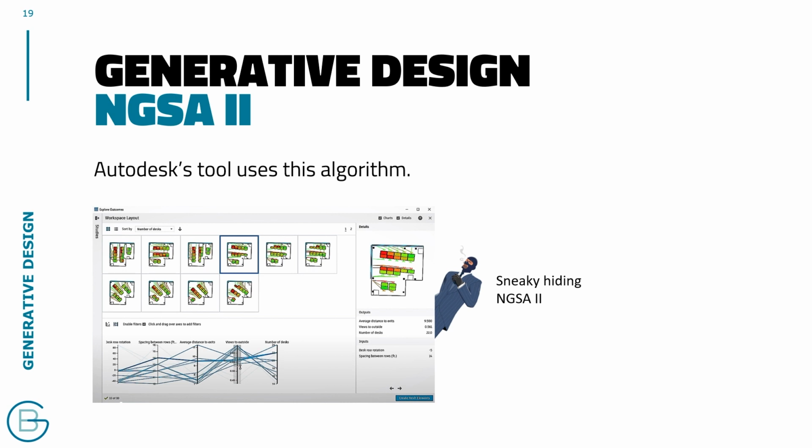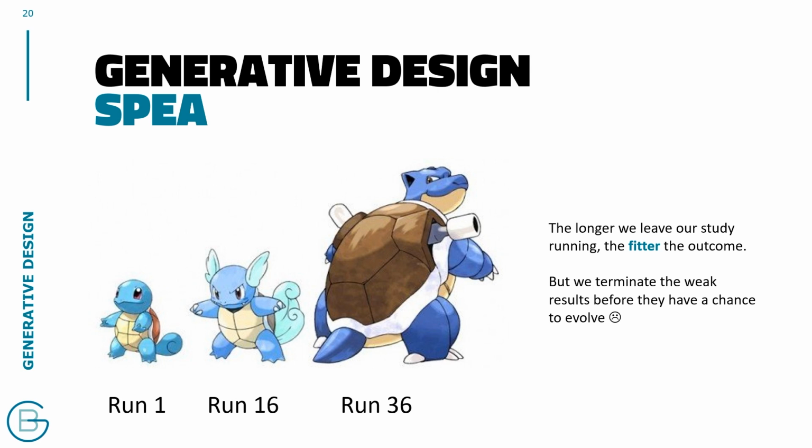So the good news here is you don't see it. The bad news is if you do actually want to manipulate the algorithm a little bit more, you don't have that deep access into that routine, but I think most of us wouldn't know how to manipulate it anyway. The alternative is SPEA. This is used in such tools as Galapagos for Grasshopper.